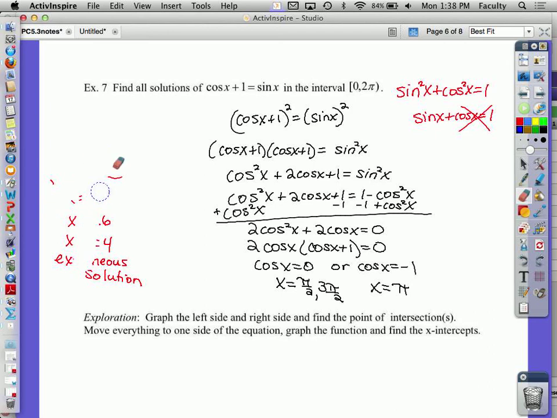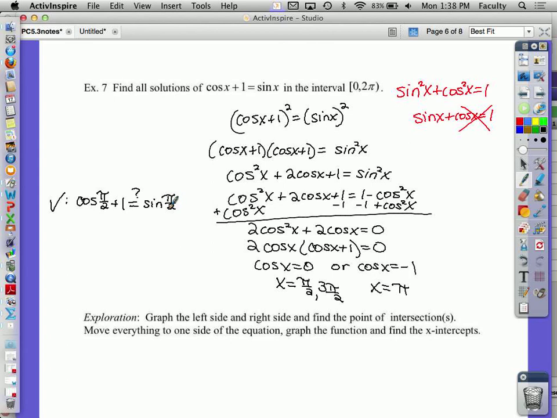Now, what I just told you before we started this problem was that when you do the squaring property, you have to check your solutions. So let's check each one in the original equation. I want to know, is the cosine of pi over 2 plus 1 equal to the sine of pi over 2? Well, this is 0 plus 1 equals 1, so that one works.